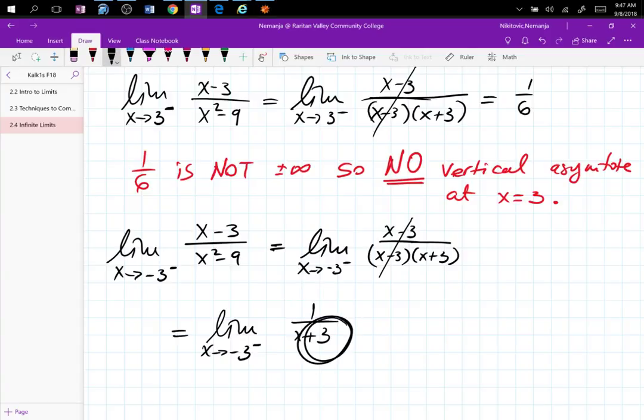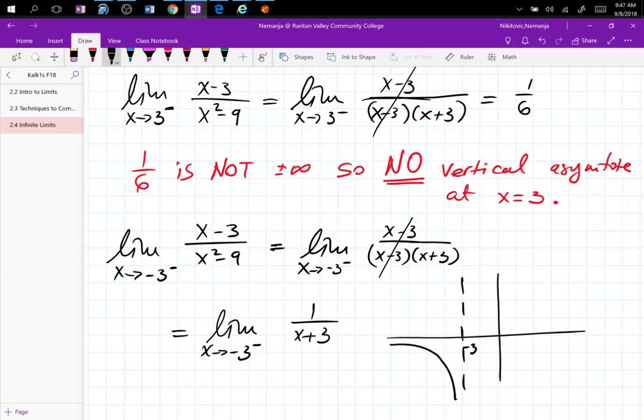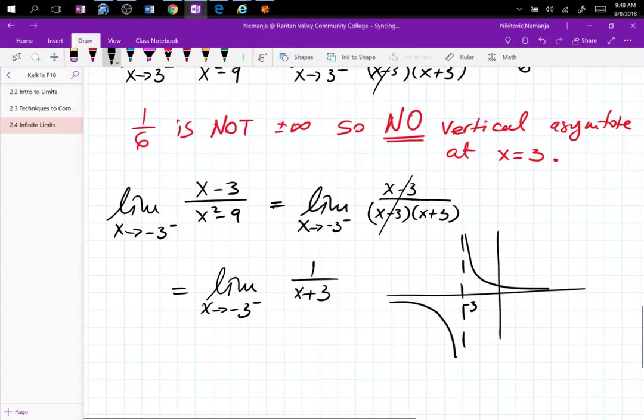What would this plus 3 do to the graph of 1 over x, which is like this? What would this plus 3 do? Shift to the left 3 units. Very good. So your standard graph is now shifted to the left to -3. And as you use your eyes to look at the problem, you see that as you approach -3 from the left, you are going to -infinity.